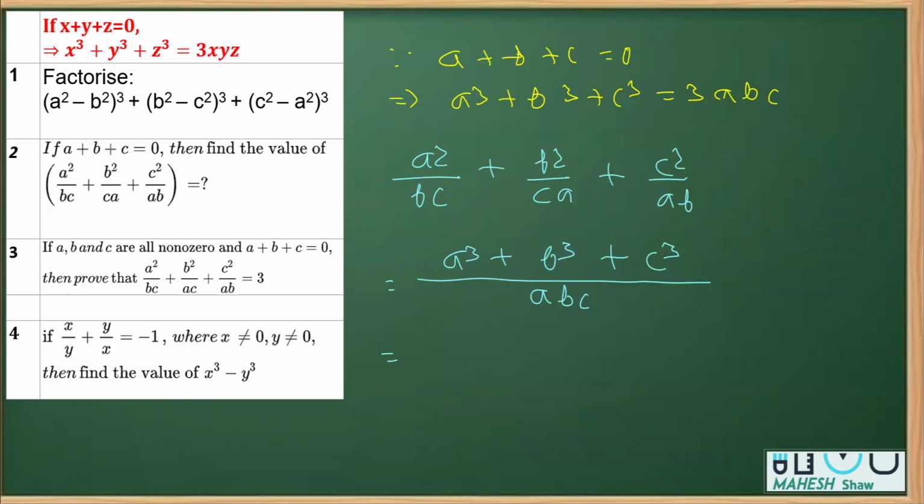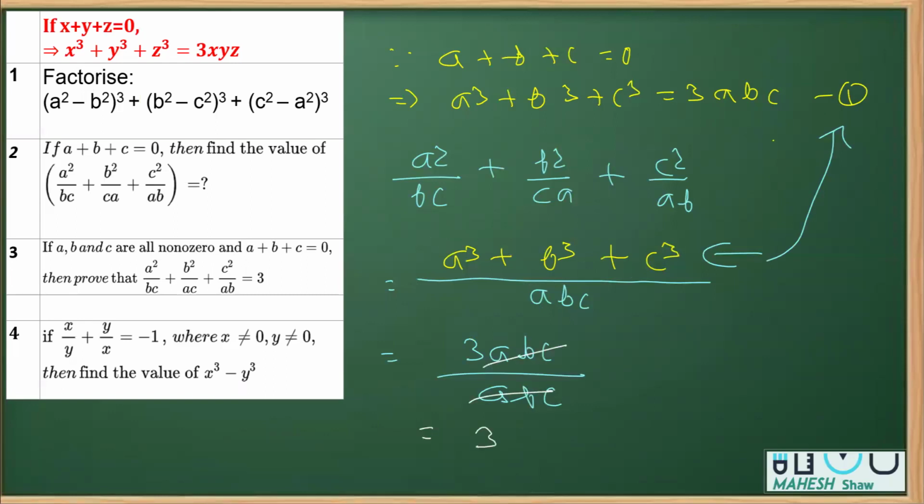Now, you can see that here we have a cube plus b cube plus c cube. I can replace this with equation 1 here. As you can see, this is equal to 3abc. So I replace this with 3abc from the first equation, and that is divided by abc. So we see that abc and abc get cancelled. So 3 is the answer for this part.